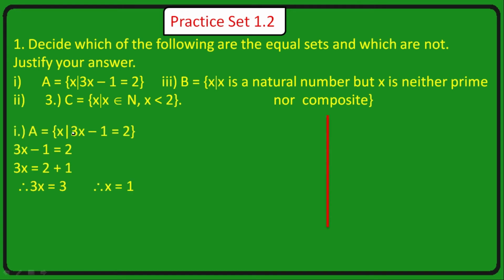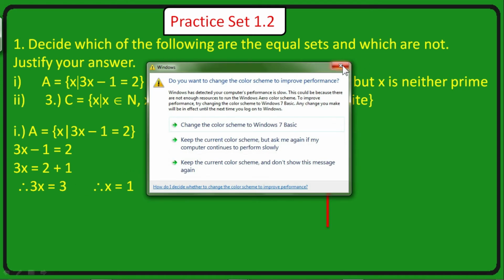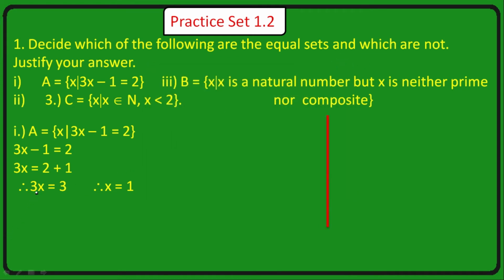In the set A we have to solve the given equation: 3x minus 1 is equal to 2. Transpose this one on the right hand side. So we get plus 1, 3x is equal to 3. And if we transpose this 3 to the other side, we get 3 upon 3 and that is 1. x is equal to 1, meaning in the set A there is only one element and that is 1.